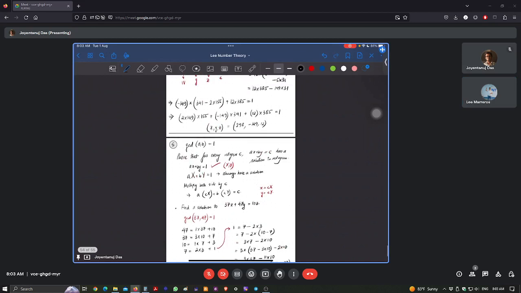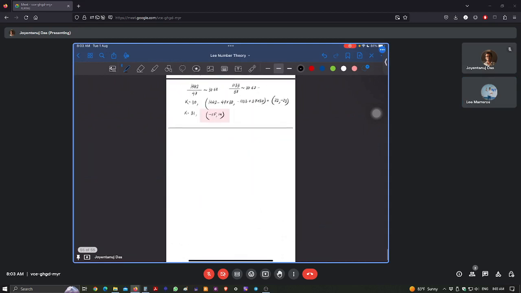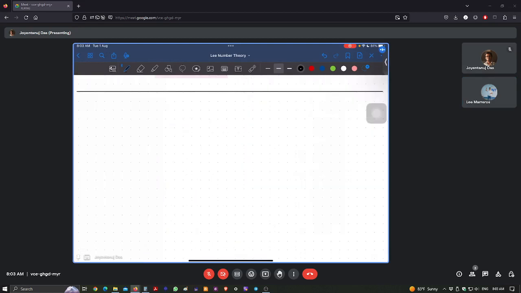So that is our 5. So let us see the next one. So 6.1 is they are saying that sometimes we are only interested in solutions to ax plus by equals c using non-negative values for x and y.